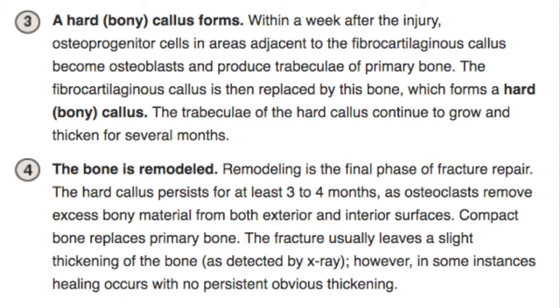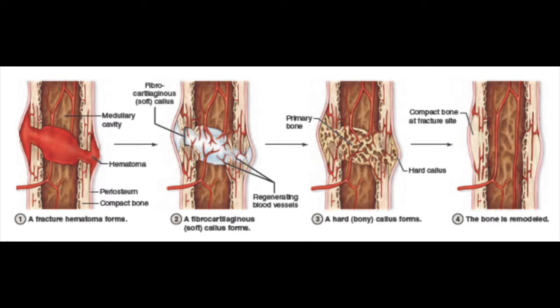The bone is remodeled. Remodeling is the final phase of fracture repair. The hard callus persists for at least 3 to 4 months as osteoclasts remove excess bony material from both exterior and interior surfaces. Compact bone replaces primary bone. The fracture usually leaves a slight thickening of the bone as detected by X-ray. However, in some instances, healing occurs with no persistent, obvious thickening.